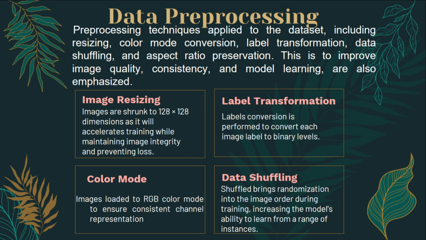Color mode was set to RGB to ensure consistent channel representation. Label transformation was performed to convert each image label to binary labels. And data shuffling is important, and it was taken care of, because then only can it randomize the image order during training, and this will increase the model's ability to learn from a range of instances.